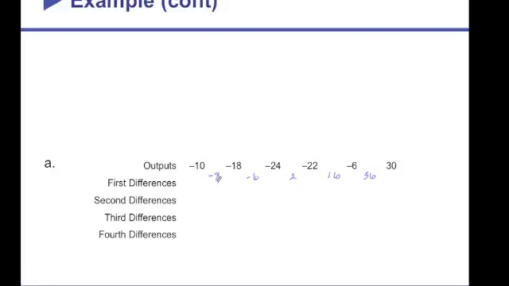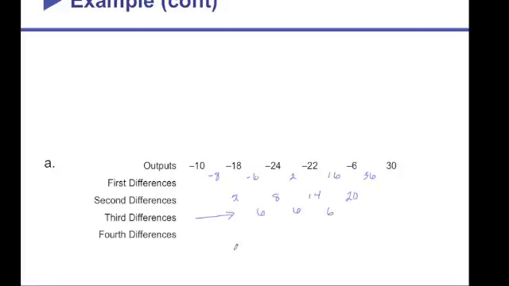Our second differences, from negative 8 to negative 6 is 2. From negative 6 to 2, it went up 8. From 2 to 16, it went up 14. And from 16 to 36, it went up 20. Third differences, from 2 to 8, it goes up 6. From 8 to 14, it goes up 6. And from 14 to 20, it goes up 6. So these third differences are constant, and we'll have a cubic function.